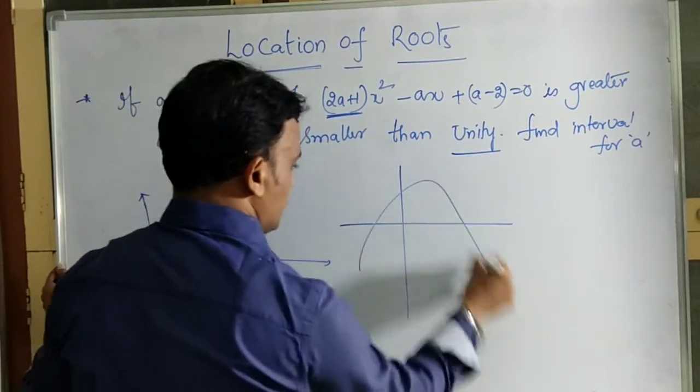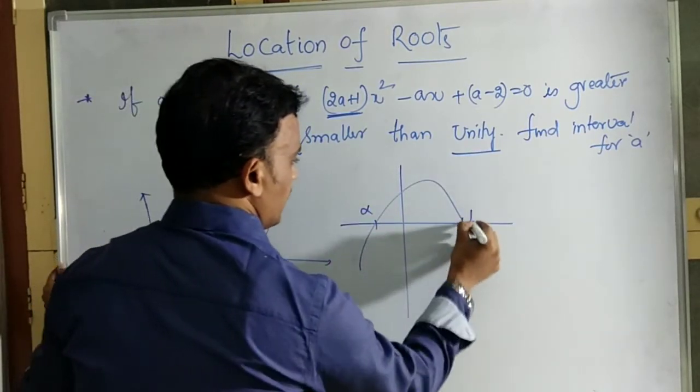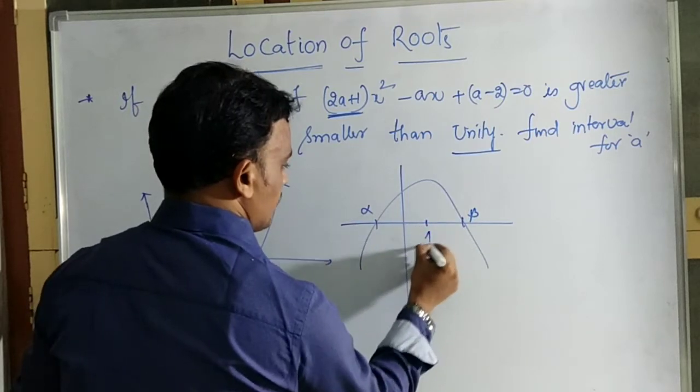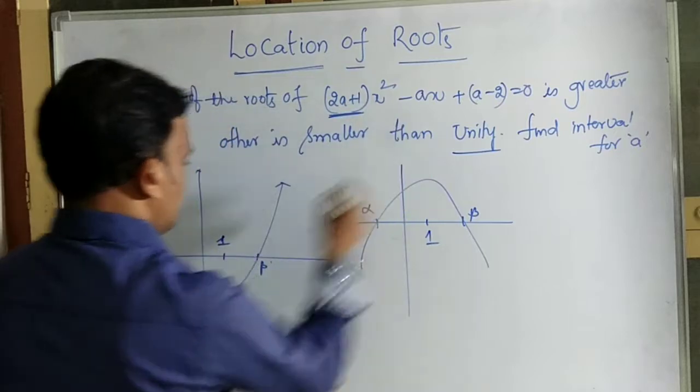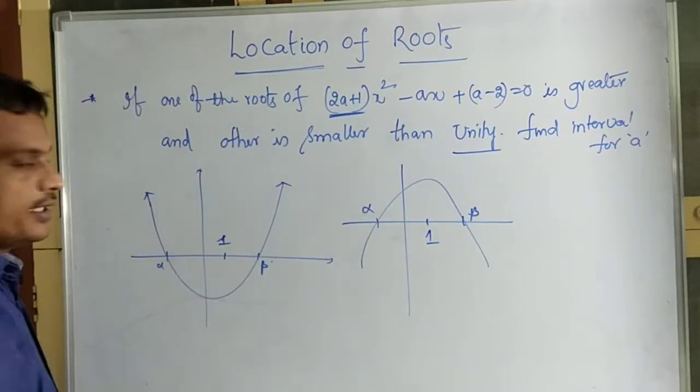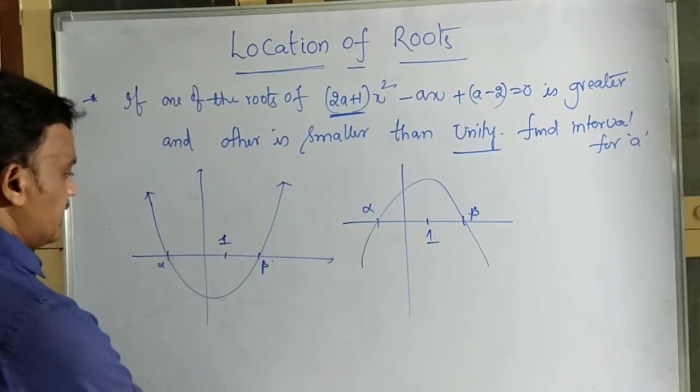The leading coefficient is less than 0. This is alpha and this is beta, and this is 1. Here the leading coefficient is less than 0, and here the leading coefficient is greater than 0. I can get it like this. Come on, you can write the conditions.